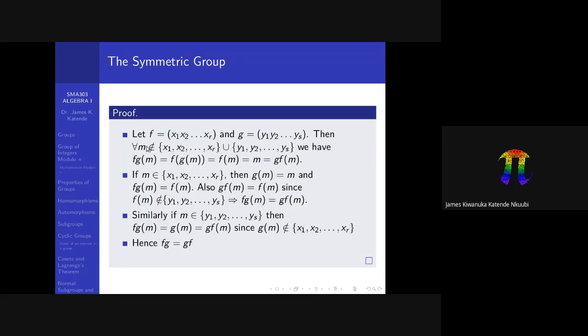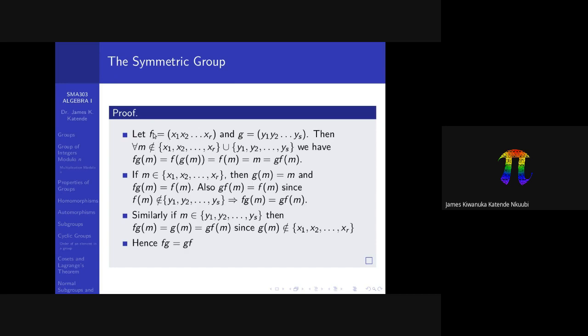So here is a proof. Let's pick 2 cycles that are disjoint in Sn. Here is a first cycle, a cycle of length r. Then we have the second cycle, a cycle of length s. Now we need to show that fg, if you compose f and g, will be exactly the same as g composed with f in that order.